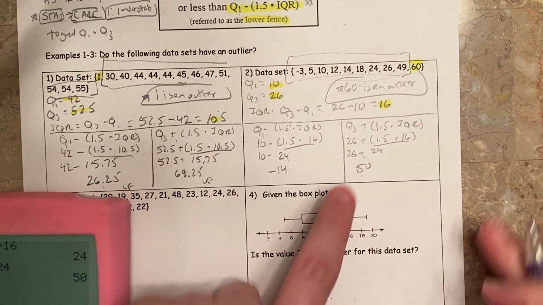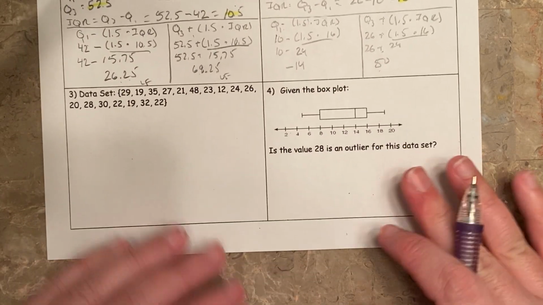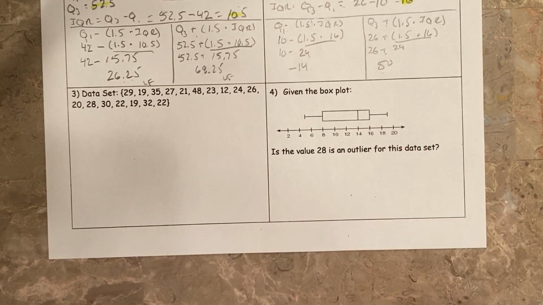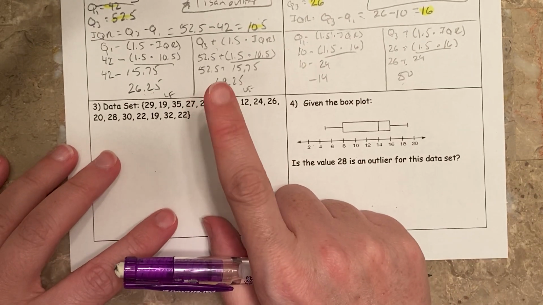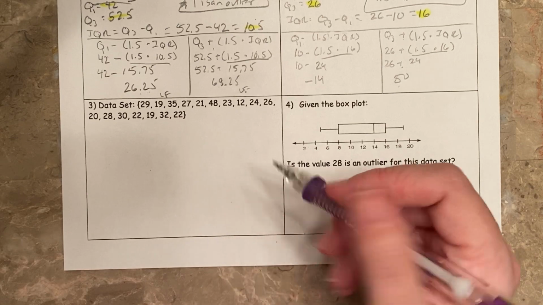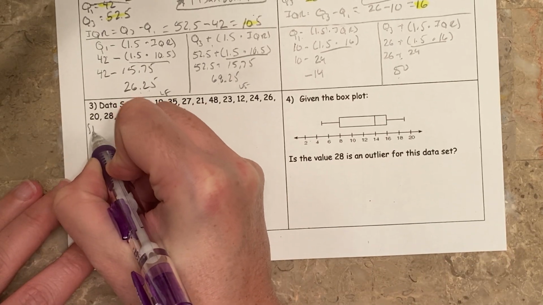60 is an outlier. All right, so that's basically it. I just found two other questions that could possibly show up. The only difference with this one is that the numbers are not in numerical order. So the first thing we want to do is put them in order.